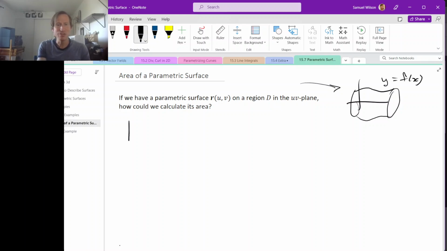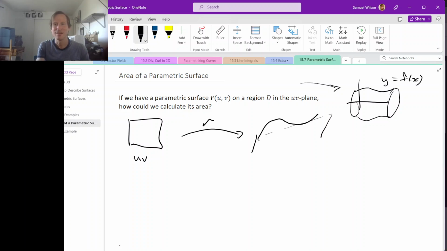So what we need to do is figure out, so we have this patch R in the UV plane that situates as a parametric surface in XYZ space. What we need to do is figure out, at every point in the domain over in UV space, what is the little patch of area at that point on the surface?